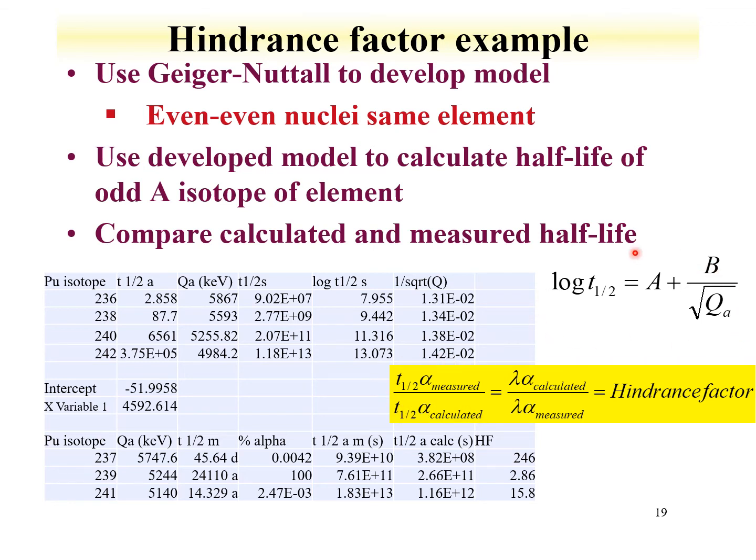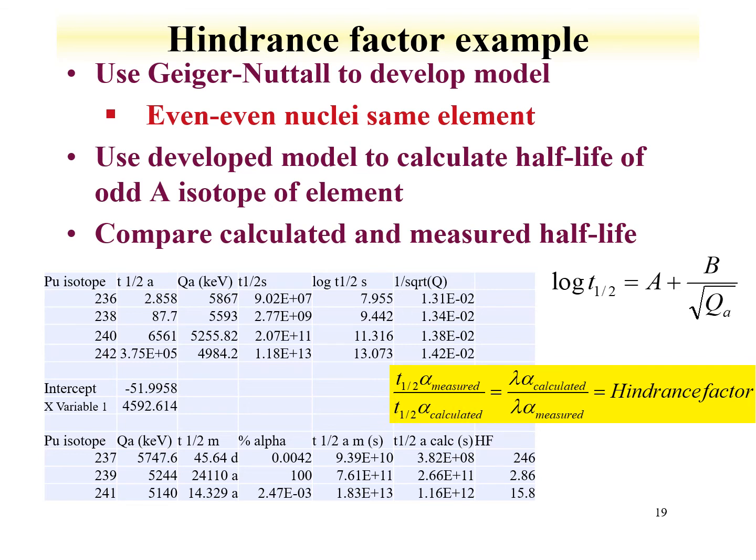This is the Geiger Nuttall equation, where the log t of 1/2 is equal to A plus B divided by the square root of the Q value for the alpha decay. For the half-life, we use seconds. And then once we calculate a half-life, we can evaluate the hindrance factor by using the measured half-life and dividing it by the calculated half-life.